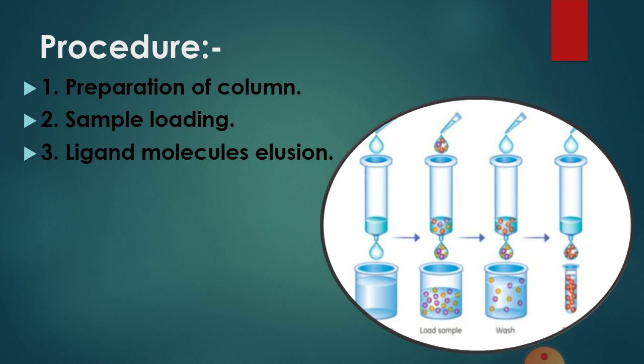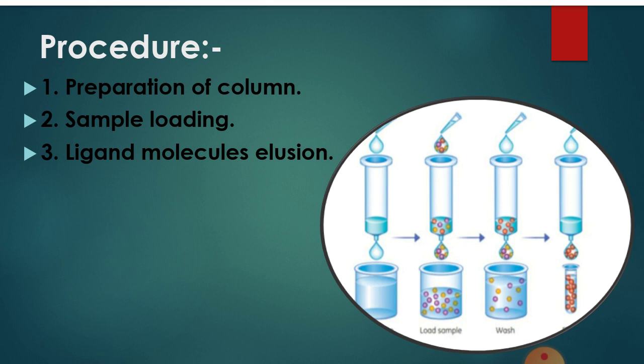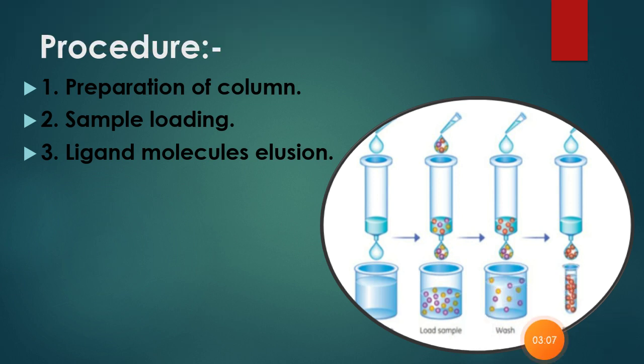Then the second one is sample loading. A solution having a mixture of substances is poured into the elution column and allowed to run at a controlled rate. Then ligand molecule complex elution: the target substance is recovered by changing the conditions to favor the elution of the bound molecule.